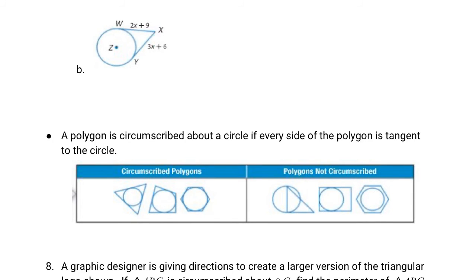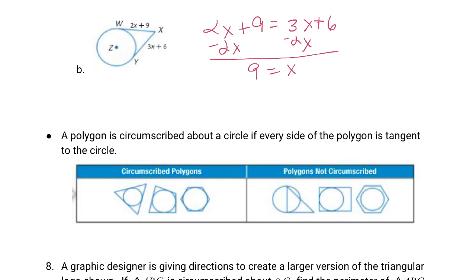All right, these are both tangents, so we set them equal to each other. 2x plus 9 equals 3x plus 6. Let's subtract 2x. We got 9 equals x plus 6, and then subtract 6. So 3 equals x. Very nice.